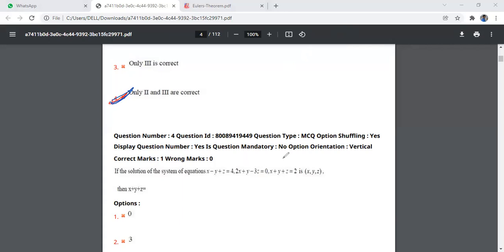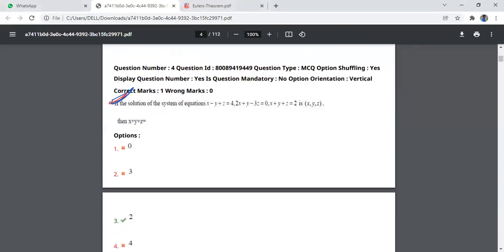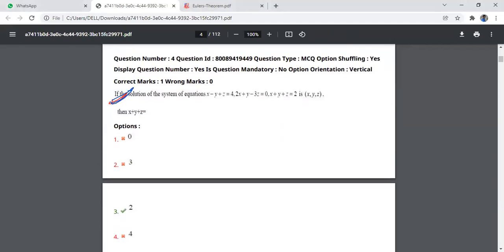Next, third one, it is a very simple question. They are saying the solution of the system of equations. Actually, this is a matrices question only, but we will do it in a simple shortcut way. What they are asking, instead of asking the XYZ values, XYZ are the unknowns.